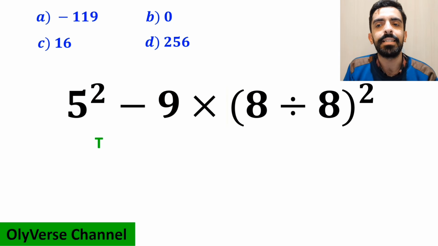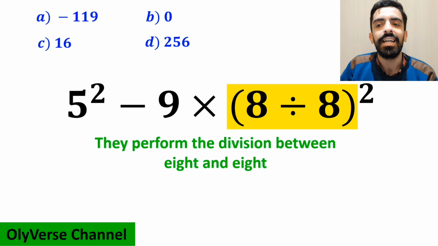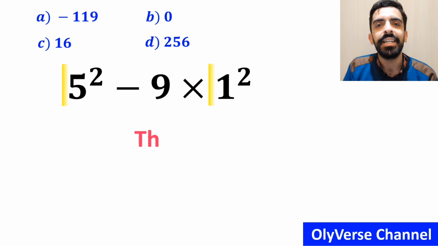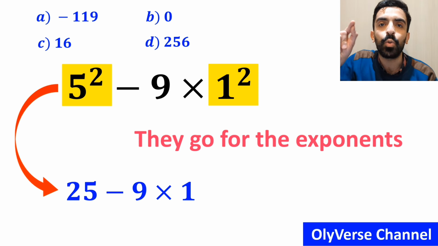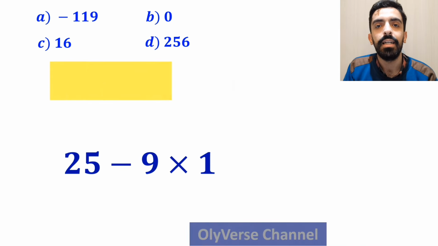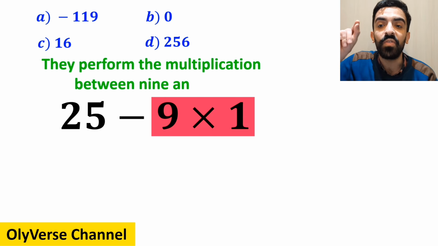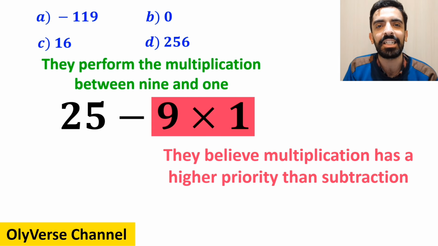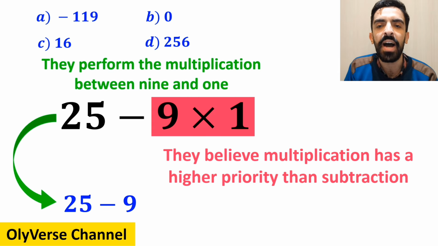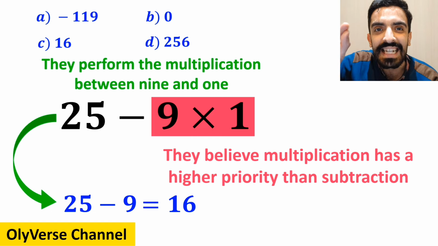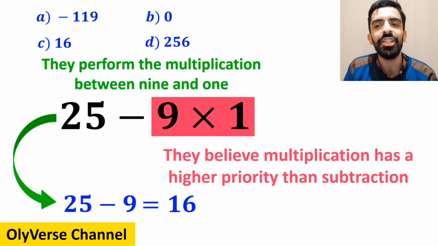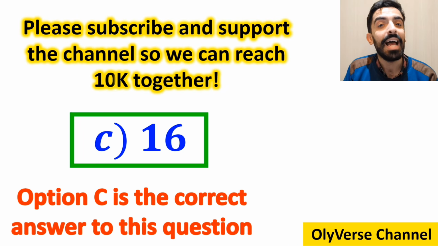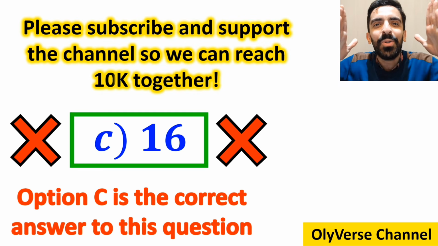And the next step, they perform the division between 8 and 8 and write this expression as 5 squared minus 9 multiplied by 1 squared. Then, they go for the exponents and write this expression as 25 minus 9 multiplied by 1. And the final step, they perform the multiplication between 9 and 1 because they believe multiplication has a higher priority than subtraction. And this expression simplifies to 25 minus 9, which finally gives them the answer 16. Then, without any hesitation, they quickly say that option C is the correct answer to this question. However, this answer is absolutely wrong.